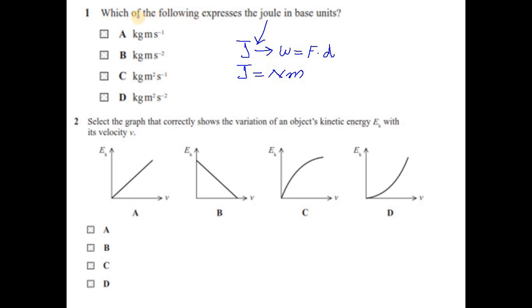But we need to give the answer in terms of base unit, and Newton is equal to kilogram meter second minus 2, and this is meter. So be careful. This is the base unit of the Newton, and this meter is there. So if you simplify this, you have kilogram meter square second minus 2. So your option is D.